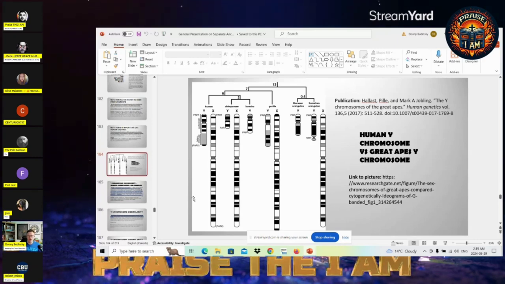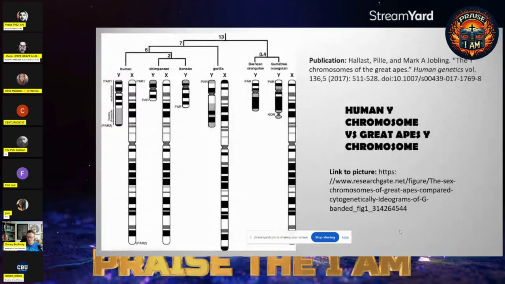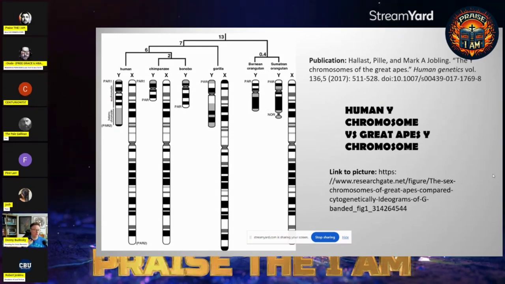Okay, so here's the argument. If you look on the screen here, if my screen is shared, let me go. Okay, so these are Y chromosomes. Y chromosomes of the great apes comes from the conventional literature. They have humans as great apes because the evolutionary model sees humans as human great apes and then chimpanzees as non-human great apes. So these are the Y chromosomes.